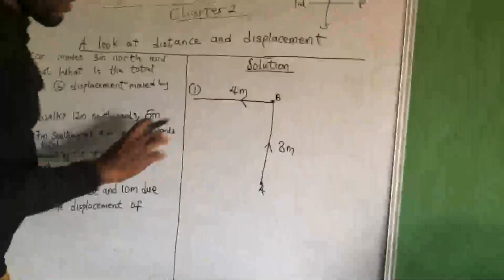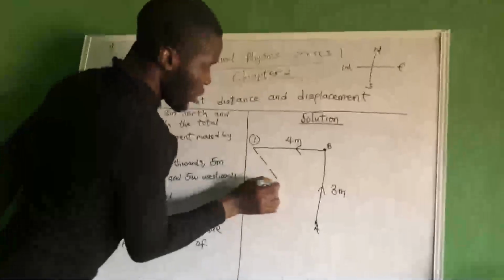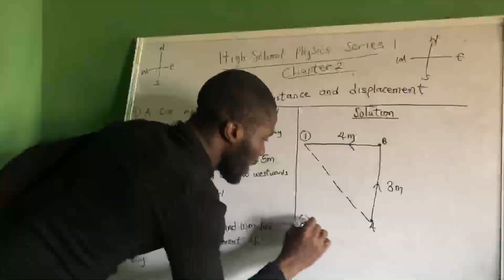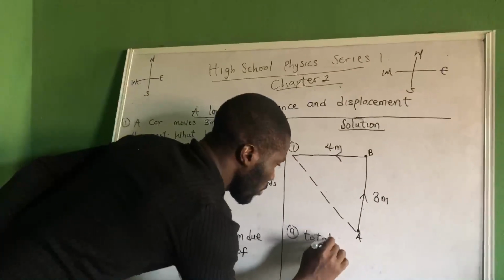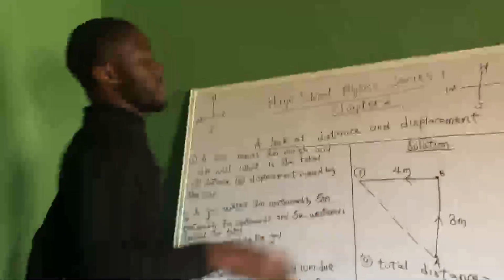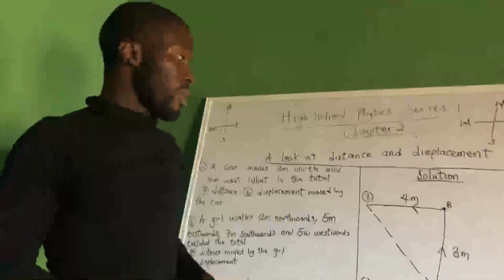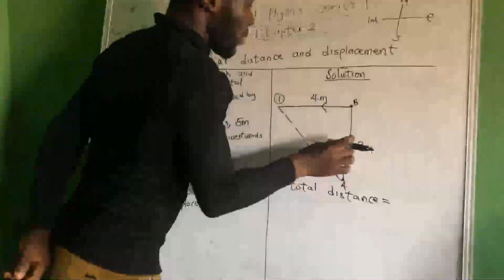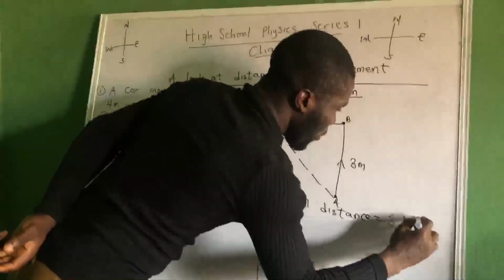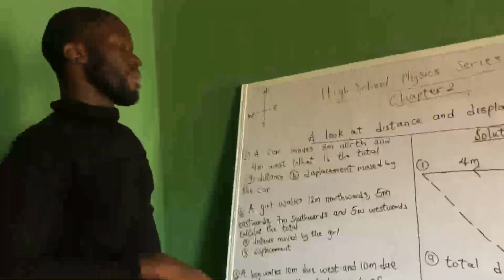Now, it is reasonable for us after this to actually join these 2 points. So if we join this like this, now the first question is to find the total distance. Now, when we are talking of distance in this particular regard, what do we mean? Addition of all the distances. That's the total distance. So now, how many distances do we have? We have 2. We have 3 meter and 4 meter. So the total distance now will be 3 plus 4, and that is 7 meter. That is the total distance.